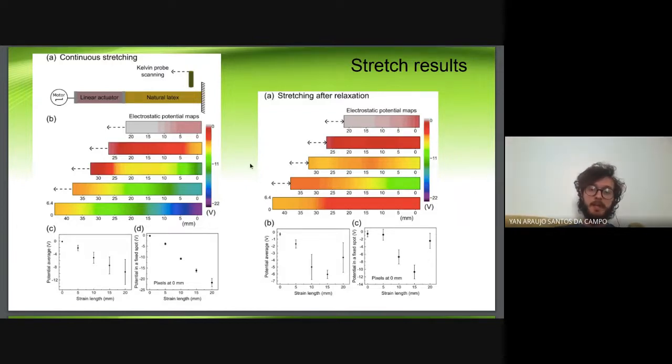The electrostatic mappings are shown. Natural latex tube following extension displays non-homogeneous charge distribution. In fact, charge separation is expected on rubber subjected to elastic strain, but this is not observed when using commonly reported techniques for flexoelectric characterization.